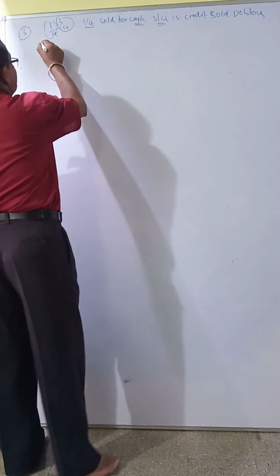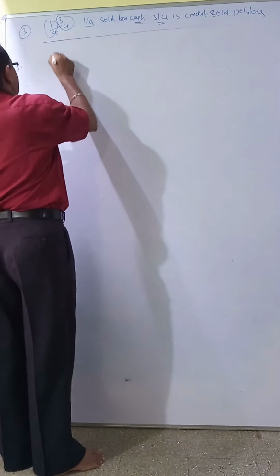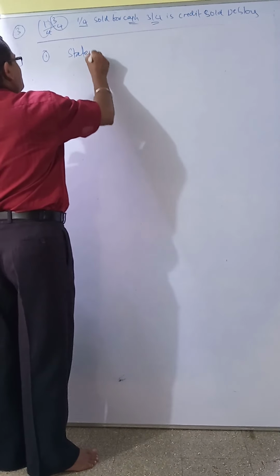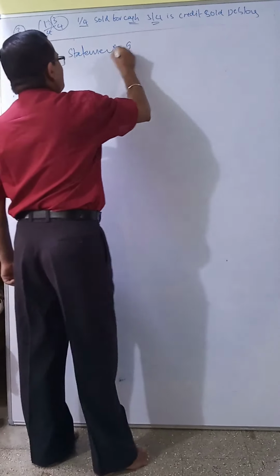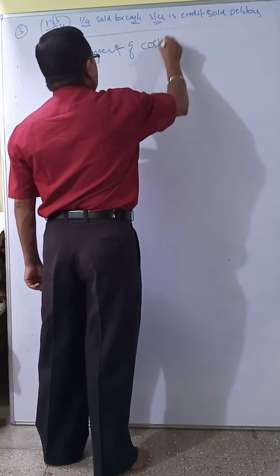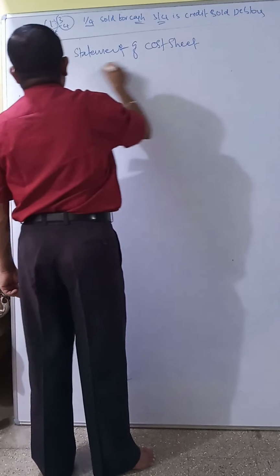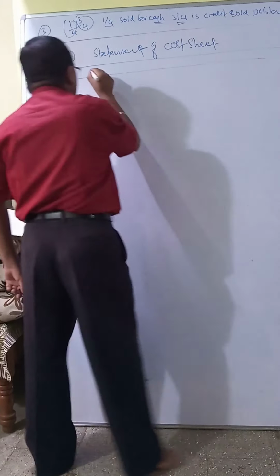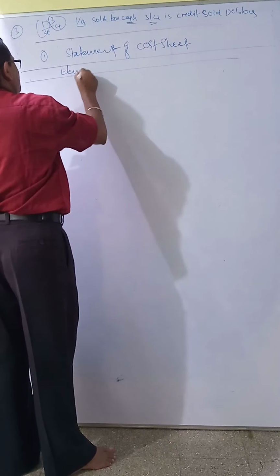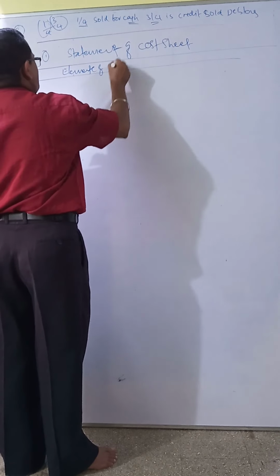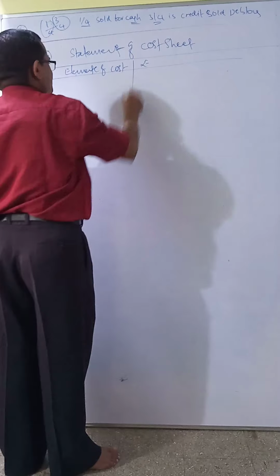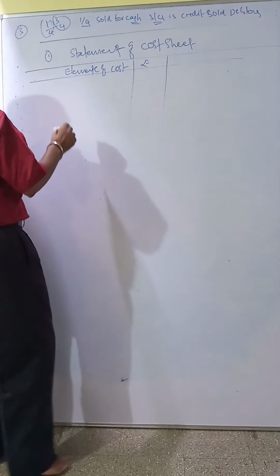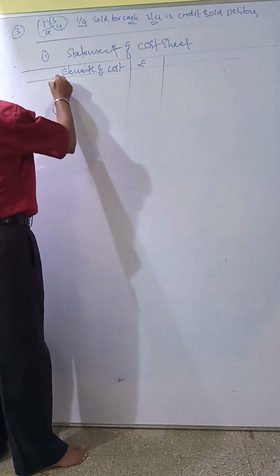First step, this is simply an instruction I wrote. First step, you have to prepare the statement of cost sheet, with elements of cost and rupees. First, you have to take the given values as usual. You have to take raw material.